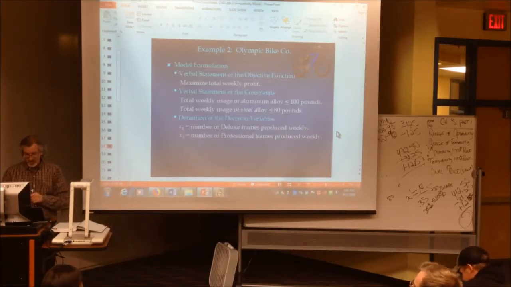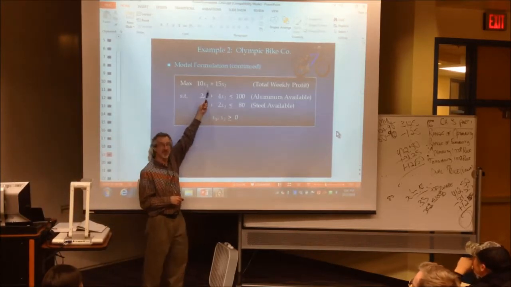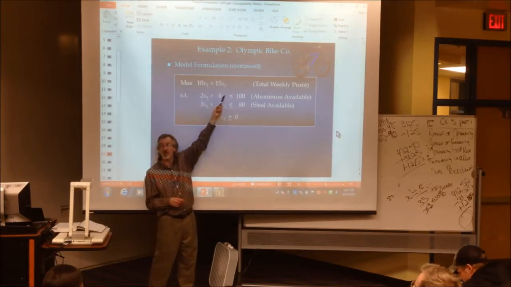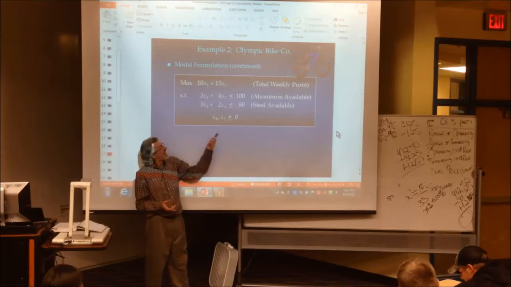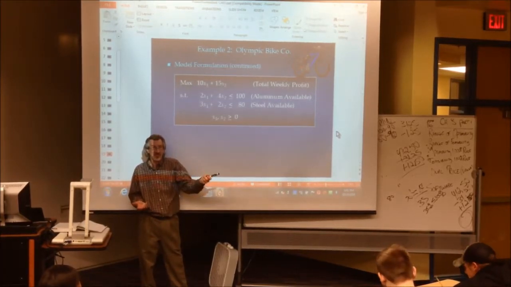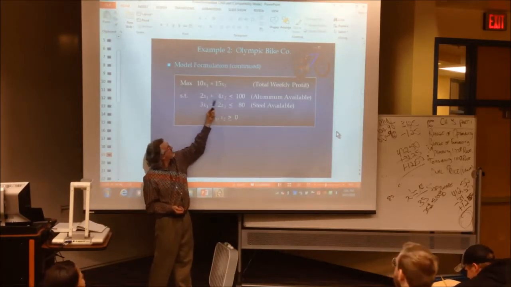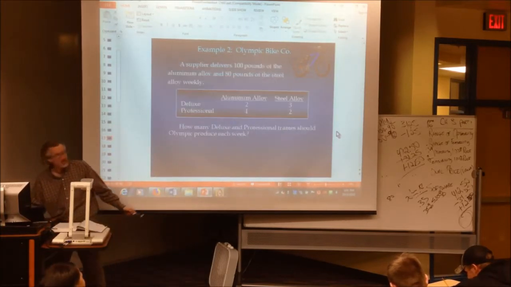And the objective function is $10 for every one of these frames, and $15 for every one of those, and because these numbers are profit contributions, this is the max. Our limitations are the amount of steel and aluminum that got dropped off. So the constraints are written as to how much aluminum each frame uses. 2 and 4, go back here real quick, make sure you see this.